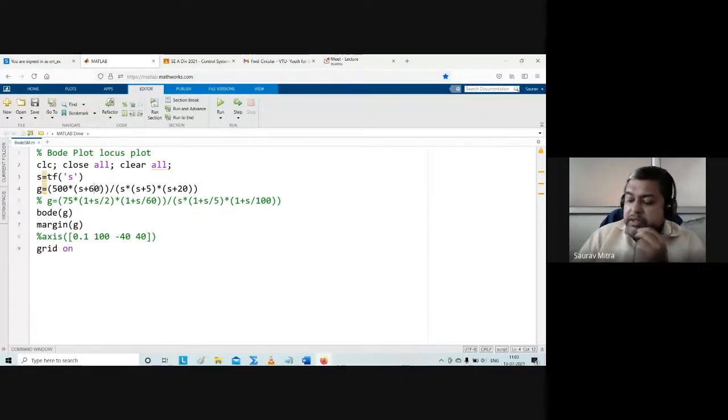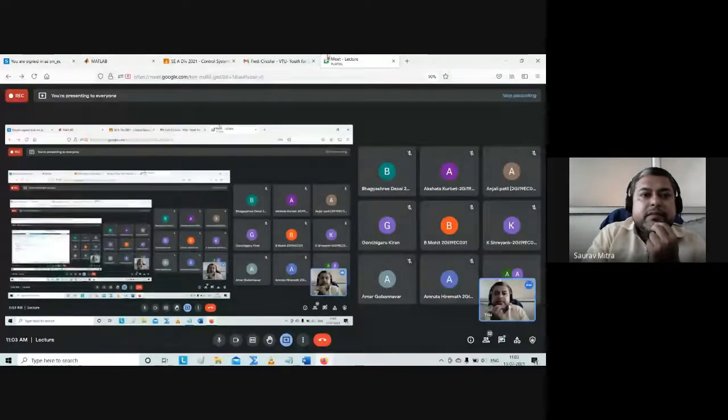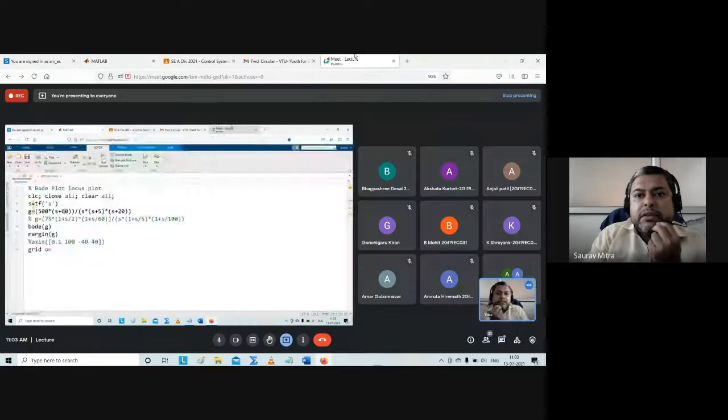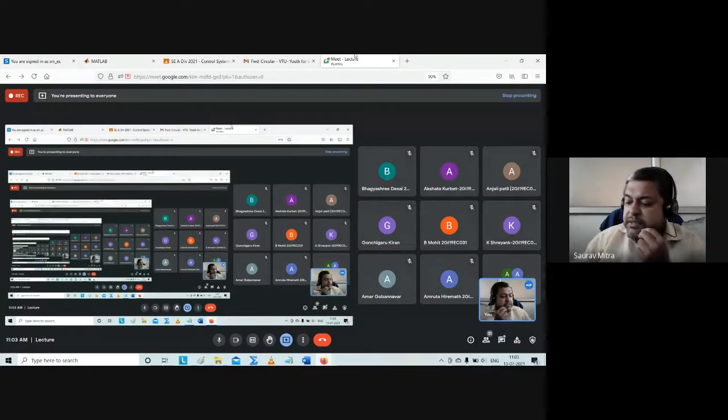So tell me what will be the first thing. I'm waiting for your answer. This is shown to you: 500 into S plus 60 divided by S into S plus 5 and S plus 20. Now you have to tell me what the steps are. What is the first step? The first step is, tell me what the corner frequencies are. Your answer, please.